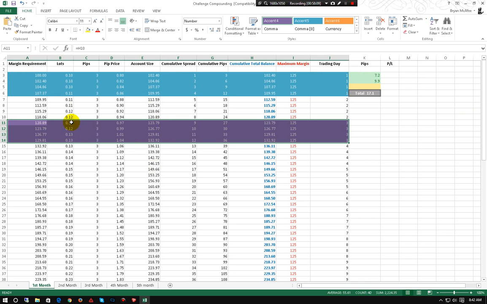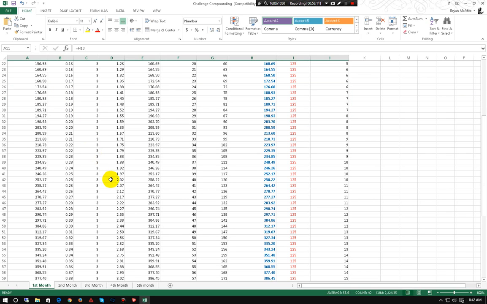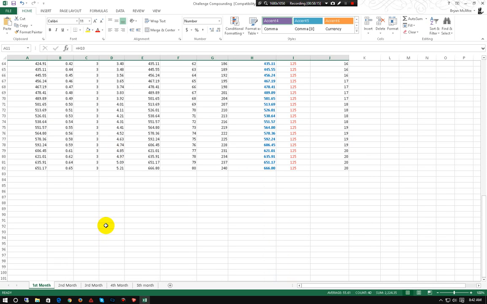So basically what's going to happen is we're going to look down here. At the end of 30 days, based off of $100, if you're following this, generally speaking, you should be at about $666.80. You're not even going to be trading a full lot yet. You're still at 0.65 on your lot size.